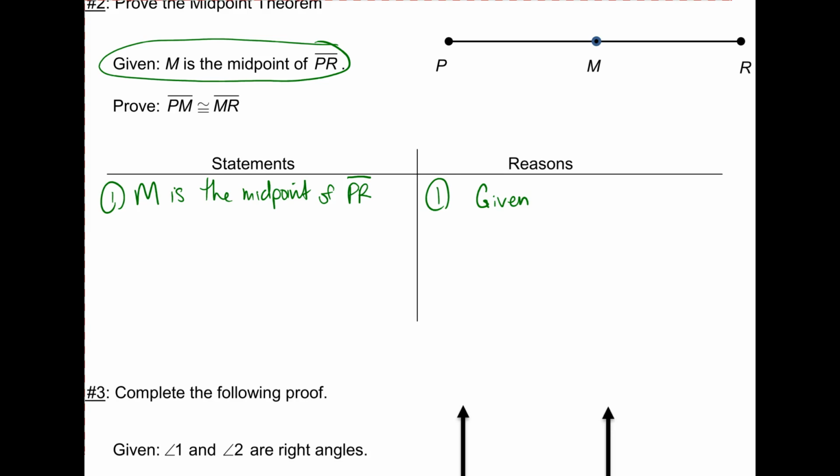So the next thing I want to do is use the fact that the measure from P to M is equal to the measure from M to R. And the reason for this is the definition of midpoint.